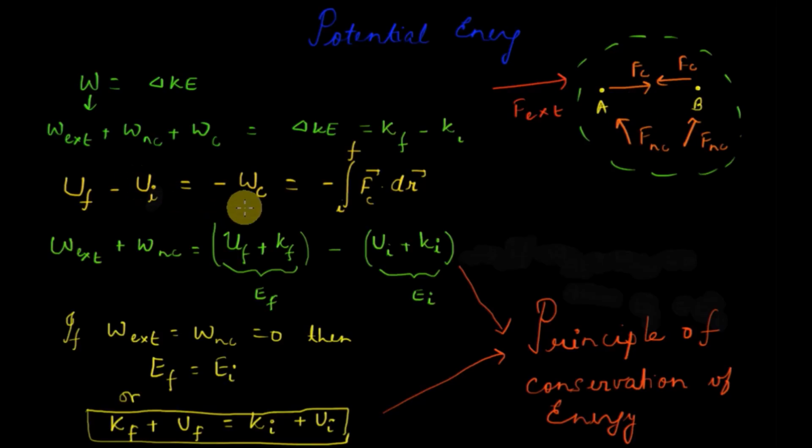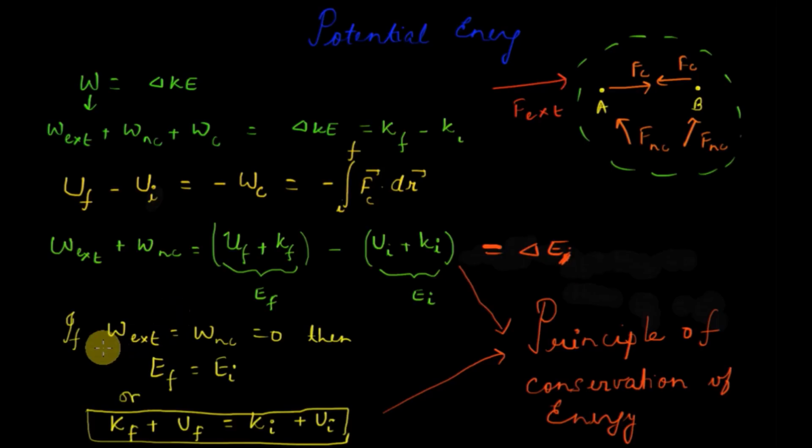Now if we plug this equation, Uf minus Ui is equal to minus Wc, into this equation, then we will get Wext plus Wnc is equal to Uf plus Kf, final potential energy plus final kinetic energy, minus Ui plus Ki, initial potential energy plus initial kinetic energy. Now Uf plus Kf is defined as the final mechanical energy of the system, and Ui plus Ki is defined as the initial mechanical energy of the system. So the work done by the external forces and the non-conservative forces will be equal to the change in mechanical energy of the system.